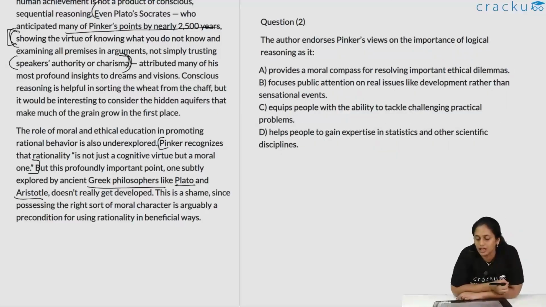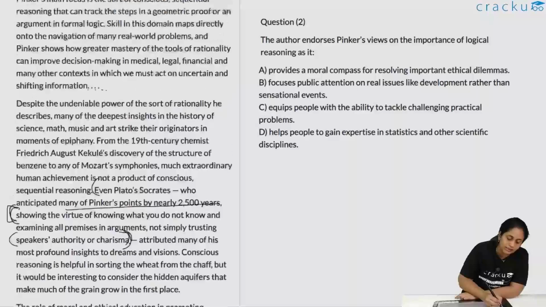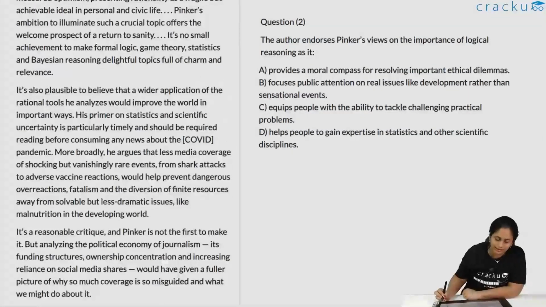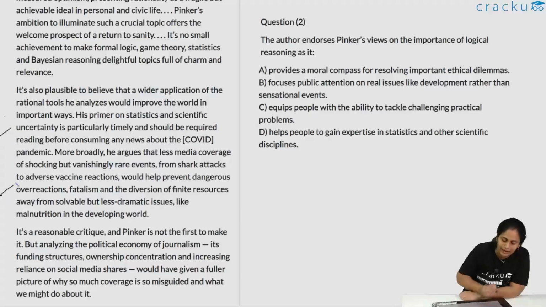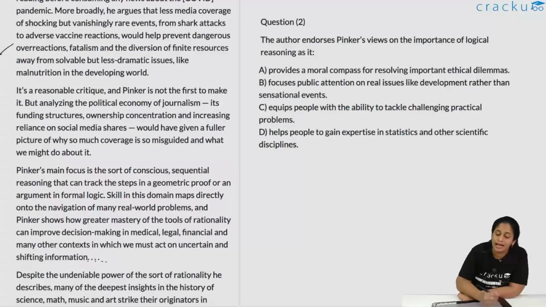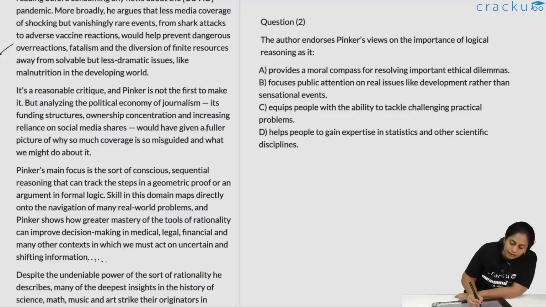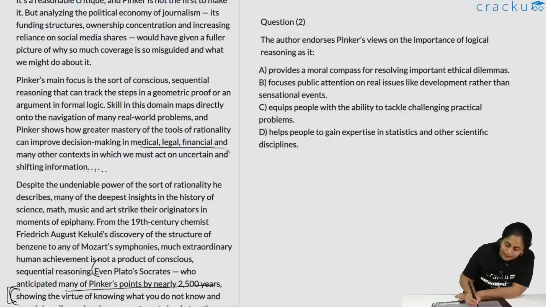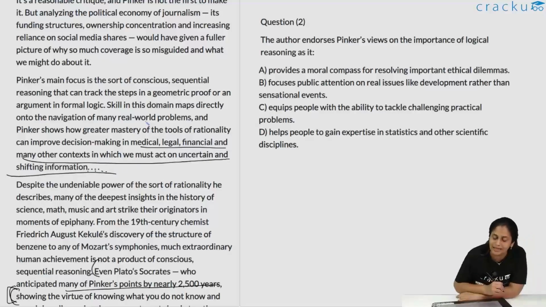The second question is, the author endorses Pinker's view on the importance of logical reasoning as it... So the author endorses the view that in many contexts, he gives two examples where it would have actually added value: one is when we give less importance to dramatic but low probability news, and second is in statistics and sequential reasoning. And the author actually says that sequential reasoning or logical reasoning is useful in many contexts, like for example medical, legal and financial and many other contexts when we must act on uncertain and shifting information. Here he actually says that Pinker is right in saying that logical reasoning would actually be helpful as such.